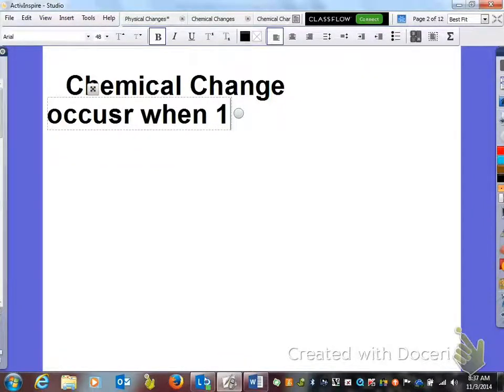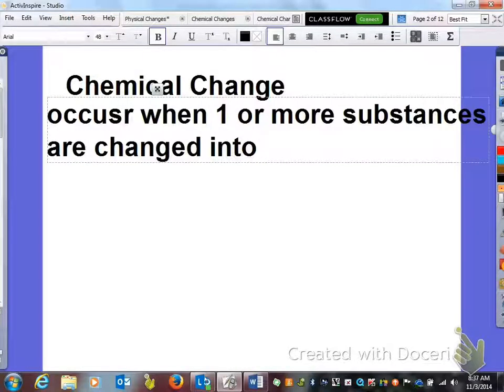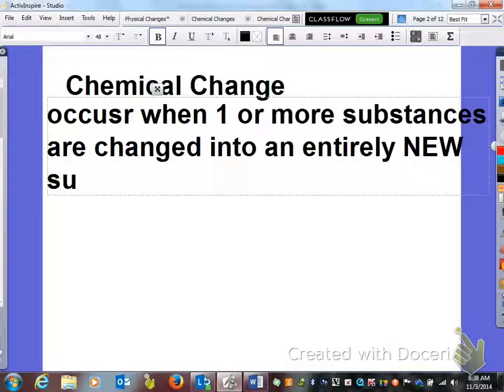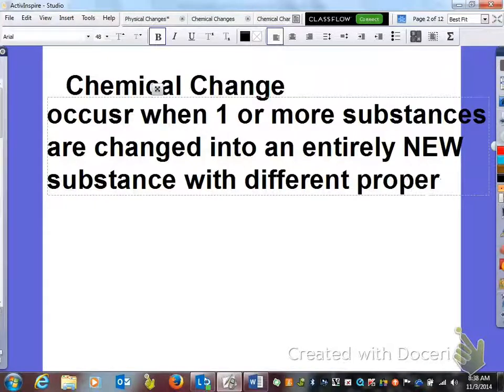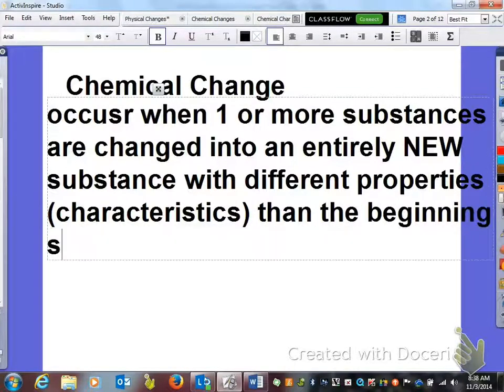one or more substances are changed into an entirely new, and yes, I want you to write new in all caps, and I also would like for you to circle it, please, because it's important that you know this, an entirely new substance, with different properties, and when I mean properties, we're talking about characteristics, than the beginning substance or substances. Okay?